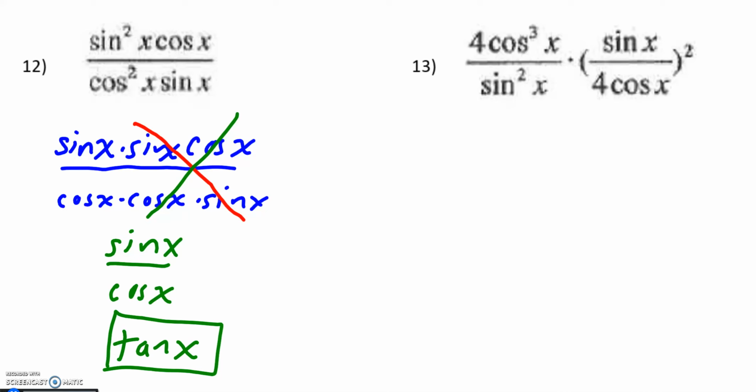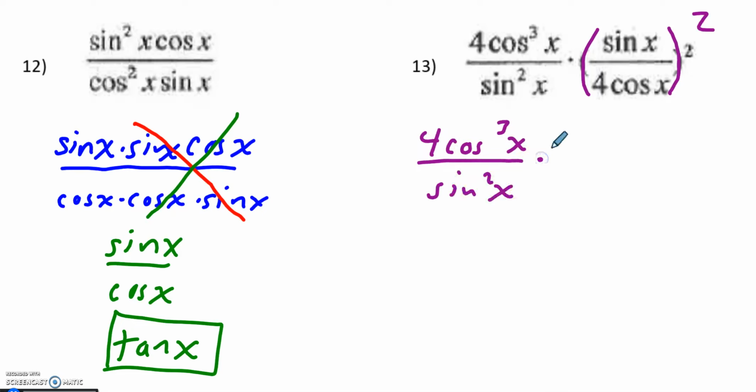Number 13 looks similar-ish to 12, in that there's no plus or minus signs, and we have multiple cosines, multiple sines. And what this means over here is that this entire thing is being squared. So let's simplify that first. I'm going to recopy 4 cosine cubed of x over sine squared of x times sine x squared is really sine squared of x over, remember everything down here is getting squared, so 4 squared is 16 and cosine x squared is cosine squared x.